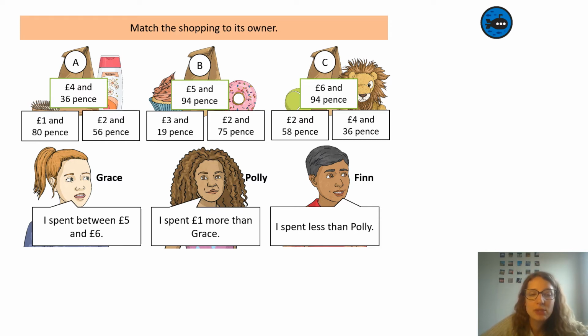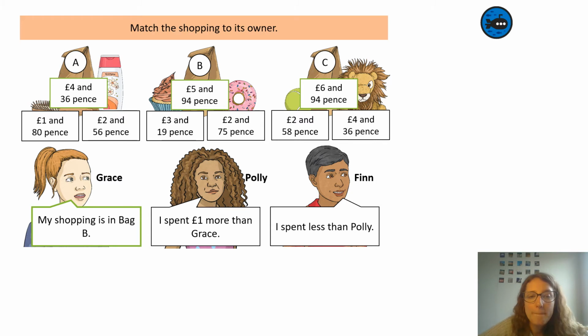She spent between £5 and £6. So bag A, £4.36. So has she spent enough? No, so that's not her bag. Okay. Bag B, £5.94. So it's over £5, but less than £6. Okay, so that one's looking promising. And we could just check with the last one, £6.94. So that's too much, isn't it? That's over £6. So Grace's shopping bag is bag B.